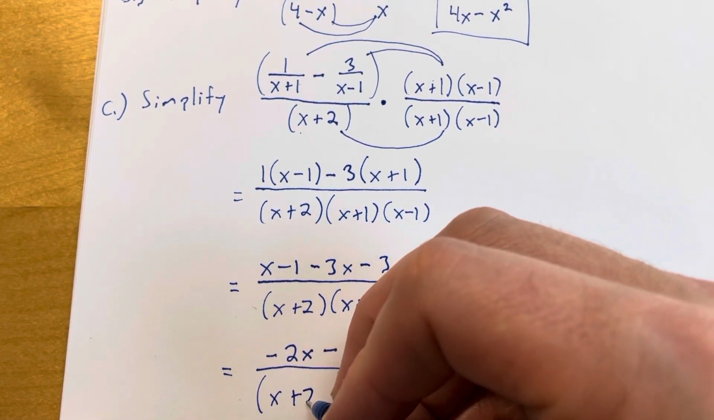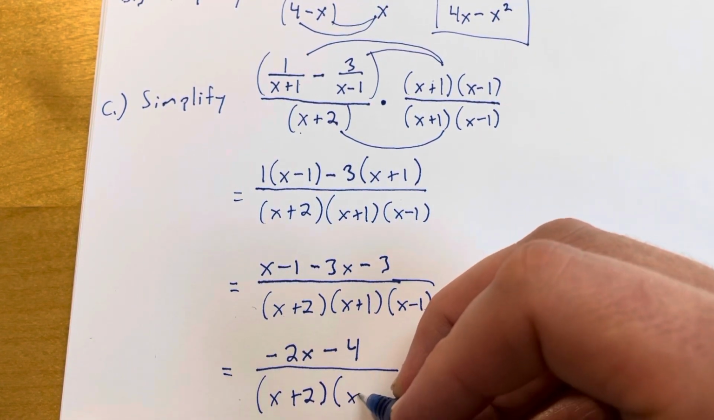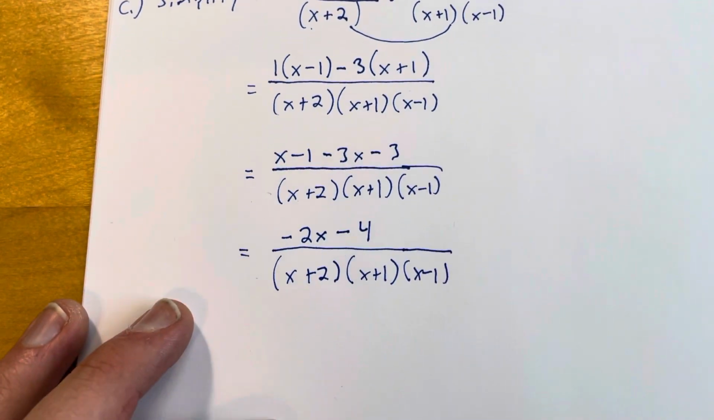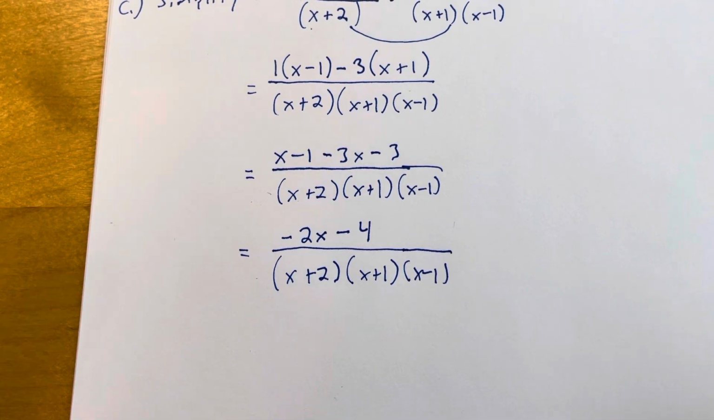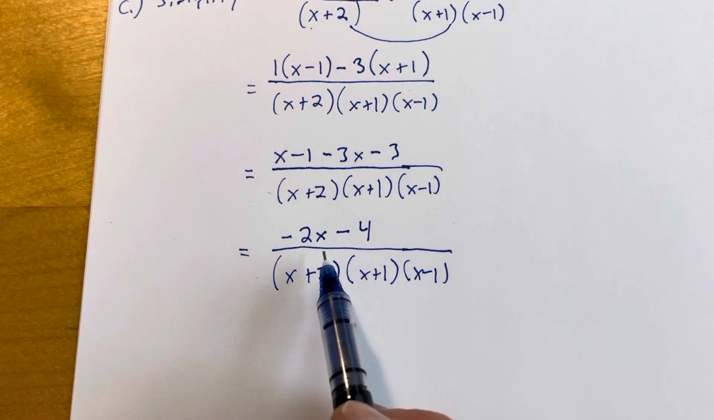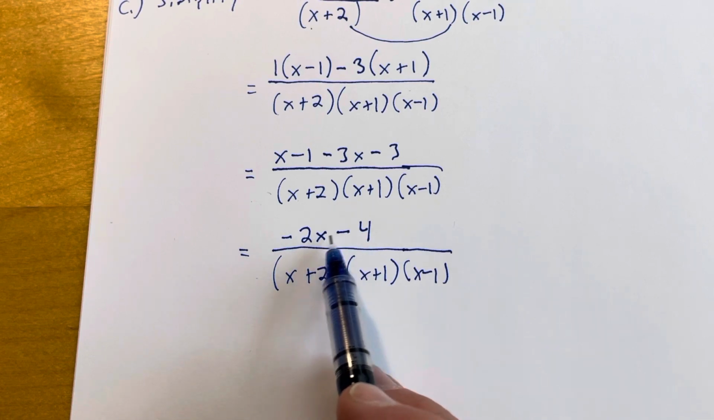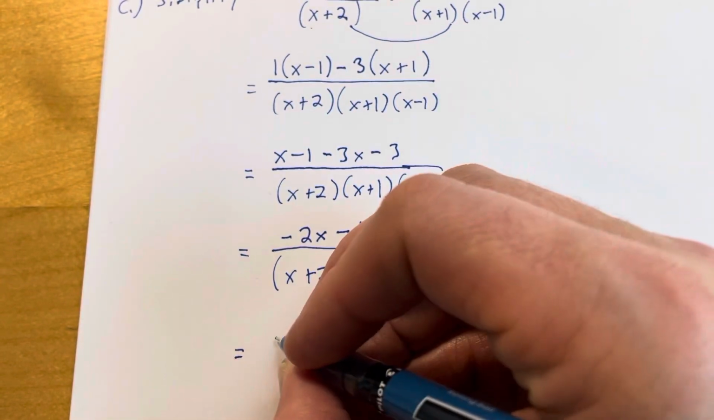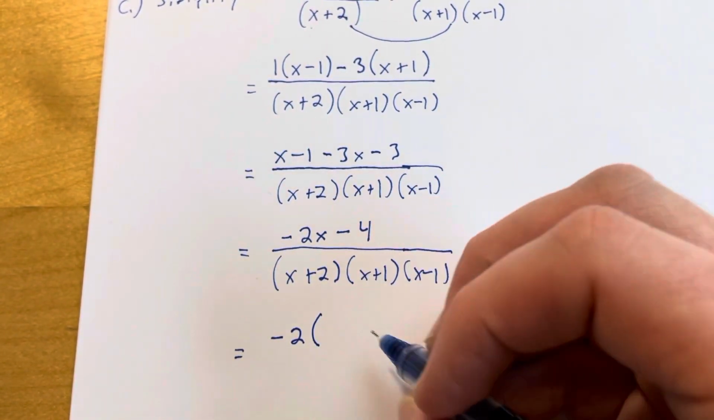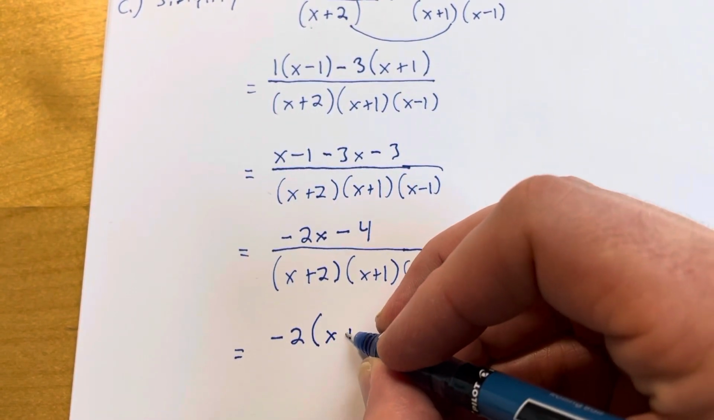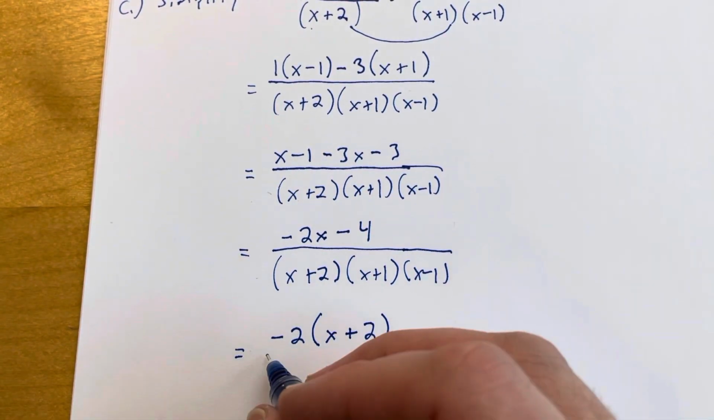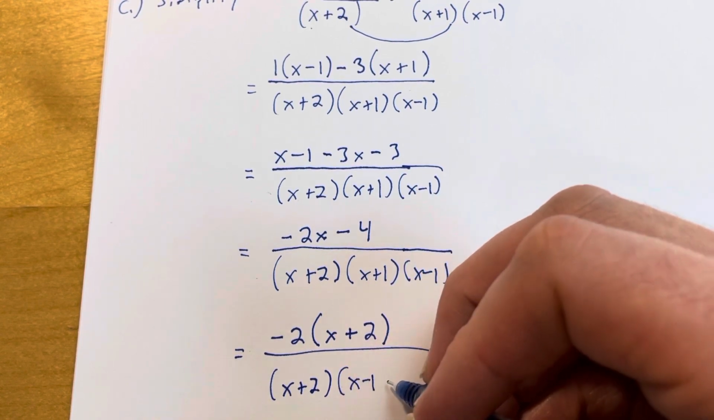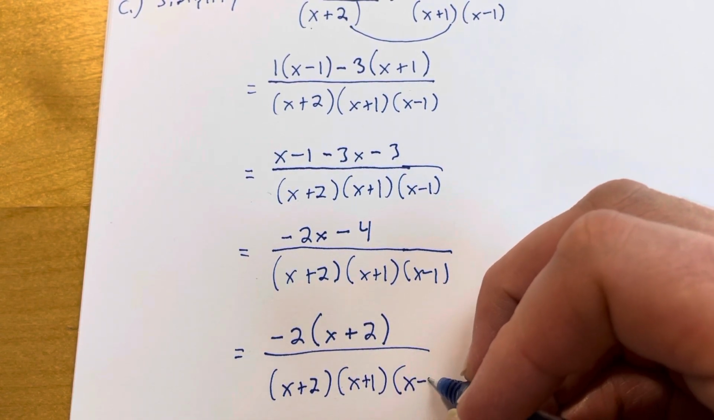Okay. x plus 1, x minus 1. The denominator is just along for the ride this whole time. It might feel like we're done at this point, but if you notice, I can factor a negative 2 out of this numerator here because I have a common factor of negative 2 up there. And what would happen if I did that? Negative 2, that would leave me with x here, and it would leave me with plus 2 there over x plus 2, x plus 1, x minus 1.